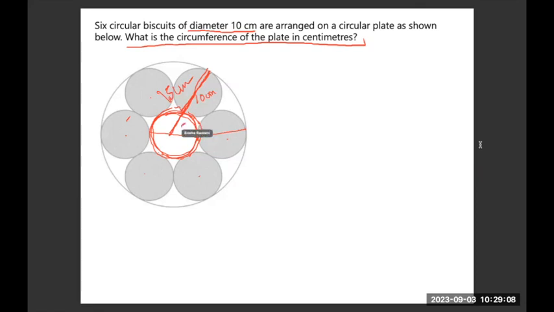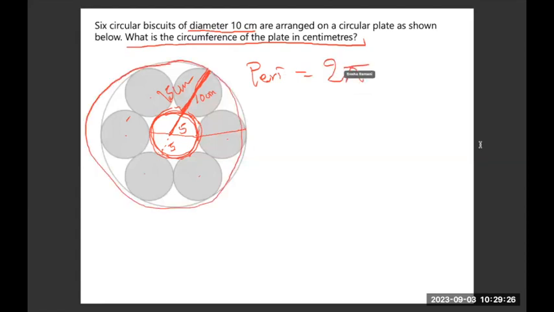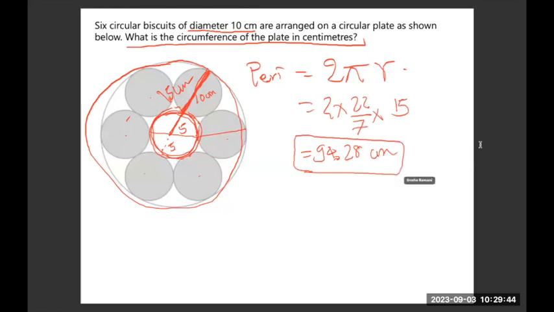Once I establish, because this is 5 and this is 10, and this other one will be 5. So the perimeter or circumference of this plate is 2 pi r. 2 into 22 upon 7 into r, where r is 15, which will be 94.28 centimeters. Please try answering these kind of questions till 2 decimals.